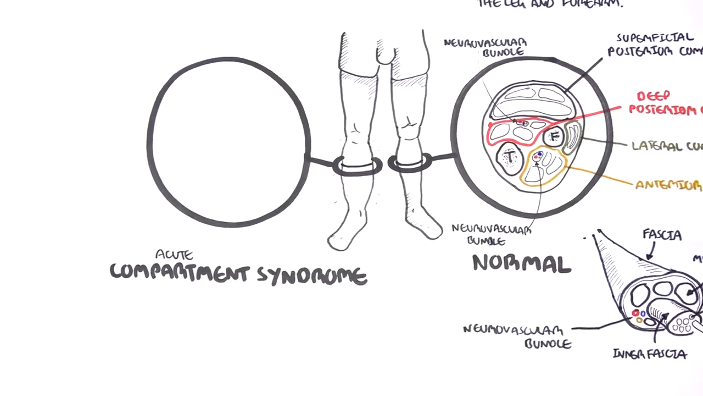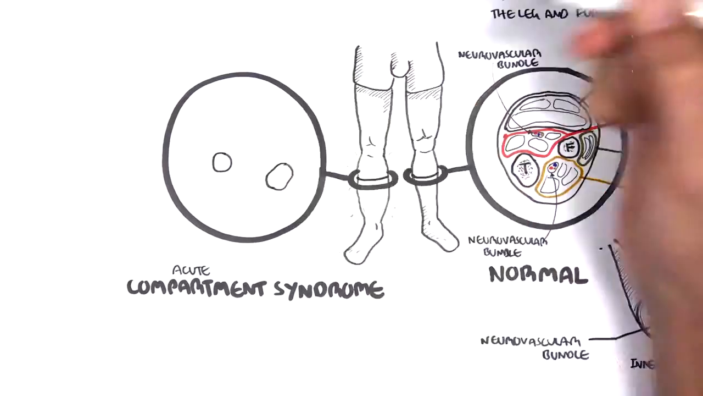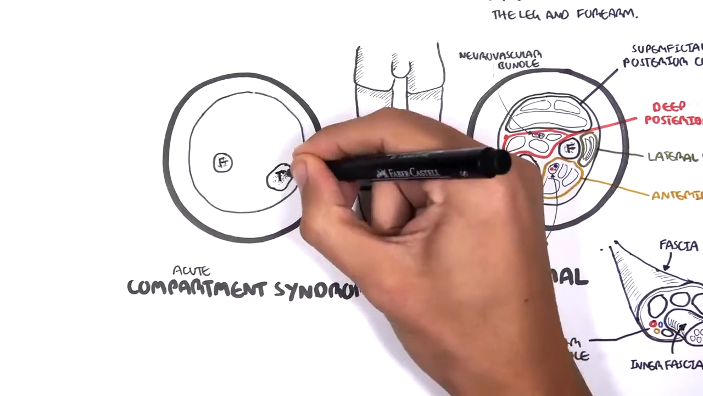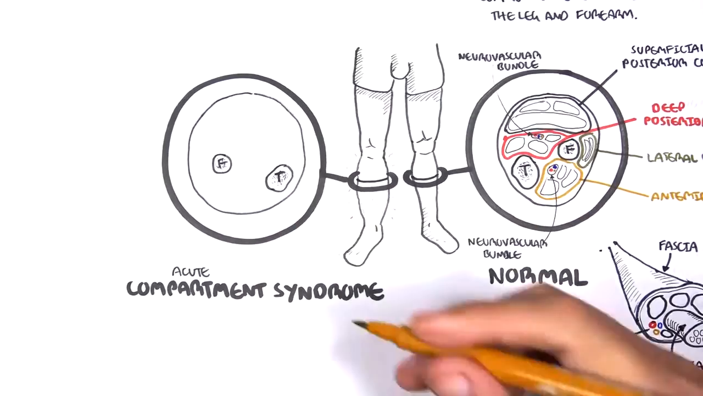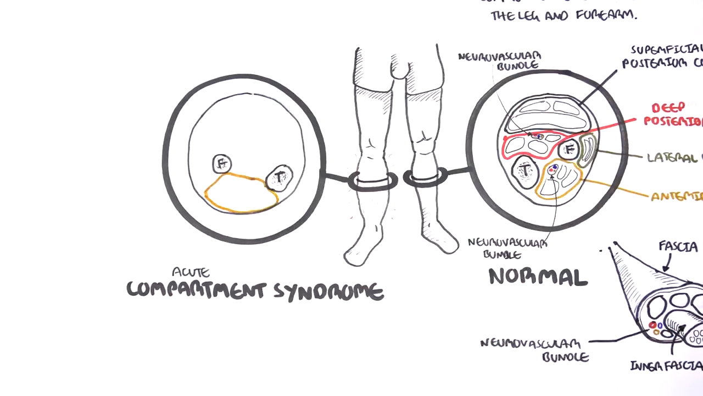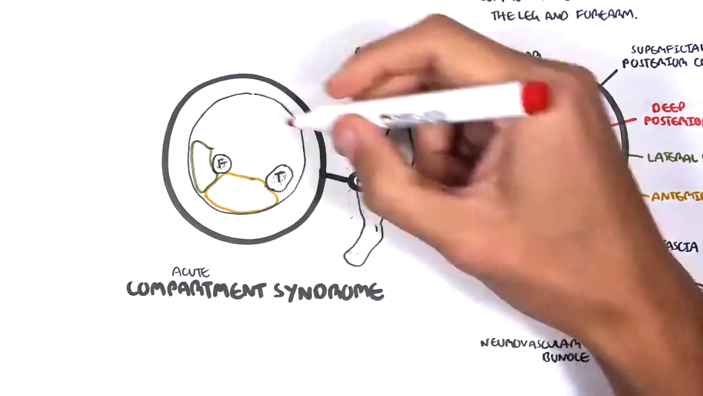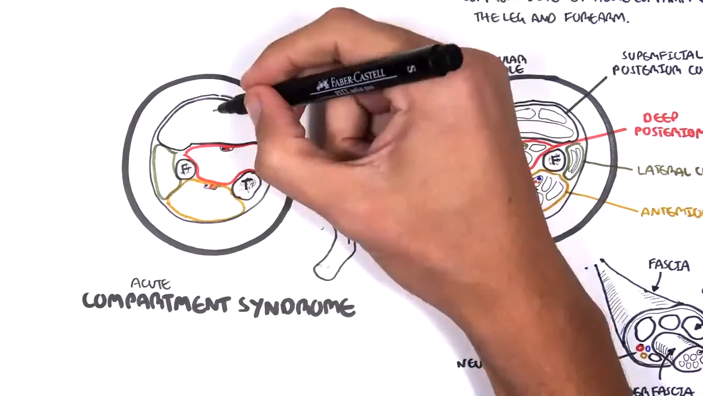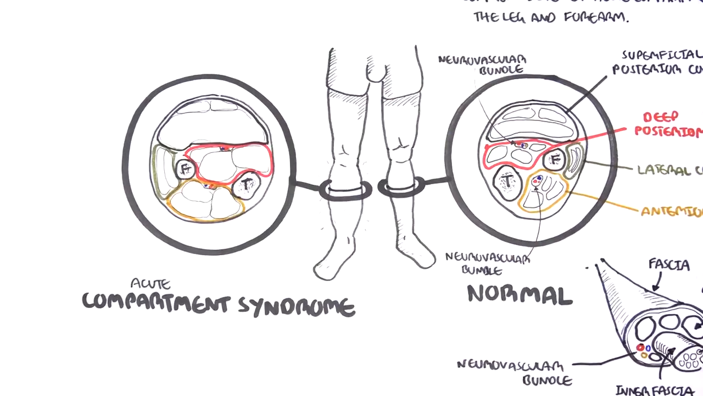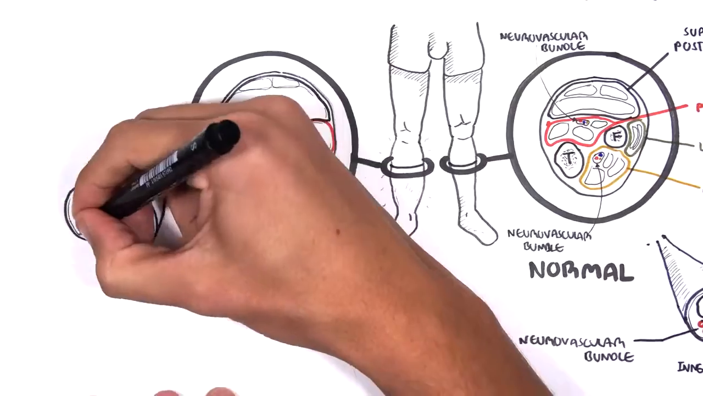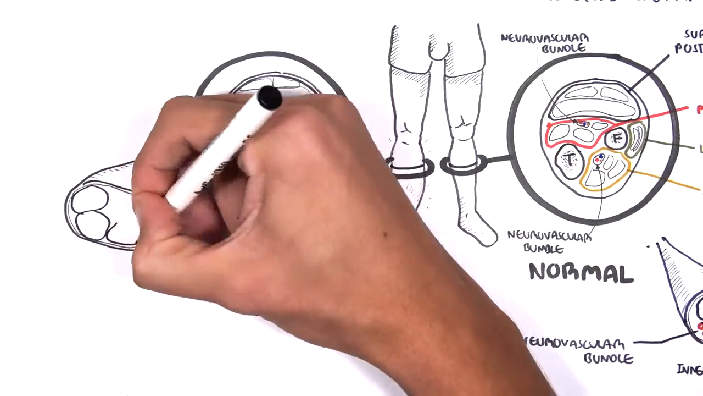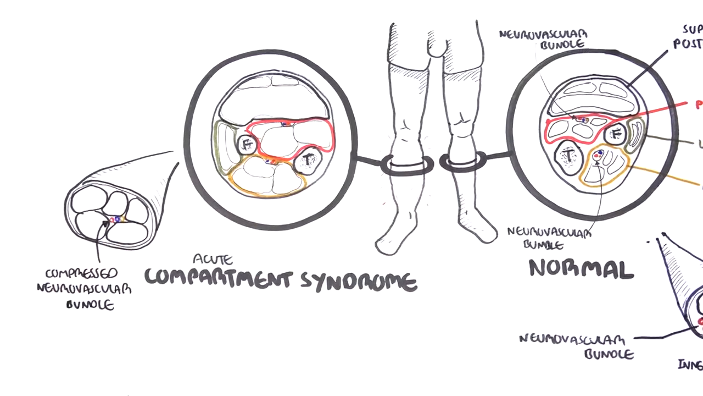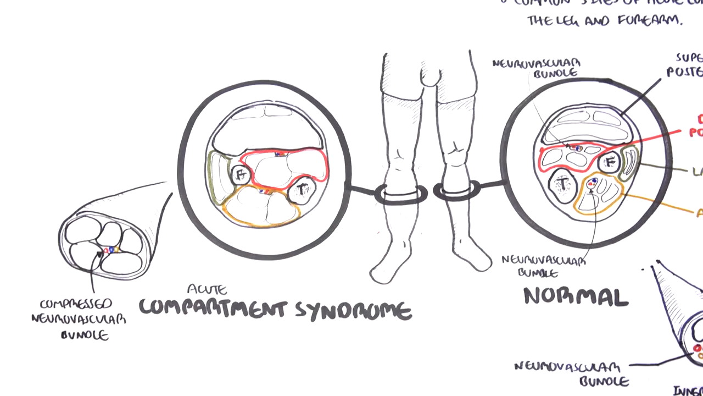In acute compartment syndrome, there is a build-up in pressure in one or more compartments of a particular limb, in this case the leg. Here is a diagrammatical representation of all the compartments in the leg swelling up because of the increase in pressure. This increase in pressure leads to compression of the neurovascular bundles, which further increases the pressure and can also lead to devastating consequences if not corrected.